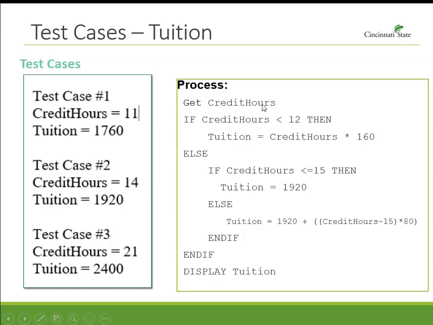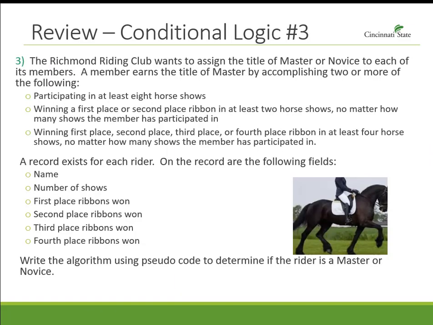Credit hours 21. If credit hours less than 12, it is not. Let's hit the else condition. If credit hours less than or equal to 15, it is not. Let's hit the else condition. And now tuition is 1,920 plus credit hours minus 15, which is 6, times 80. And that gives us $2,400. Hit this end if, and now display the tuition. Let's look at number 3.